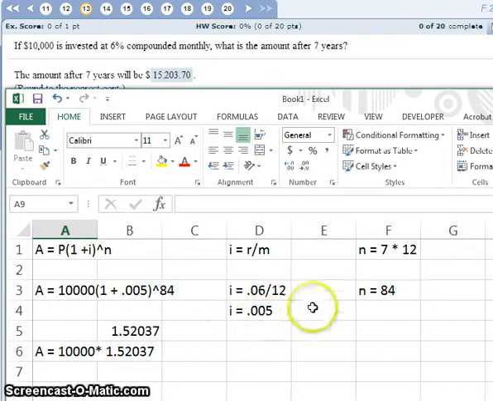And N, you need the total number of times interest is compounded. So 7 years, and monthly is 12 times a year, so N is 84. Plug our values in to the formula now. We're told our principal, we solved for I and N. Solve the part in parentheses raised to the exponent first, and now your amount is going to be these two numbers multiplied together, which gives you this.